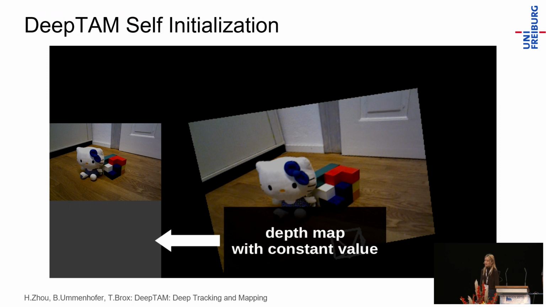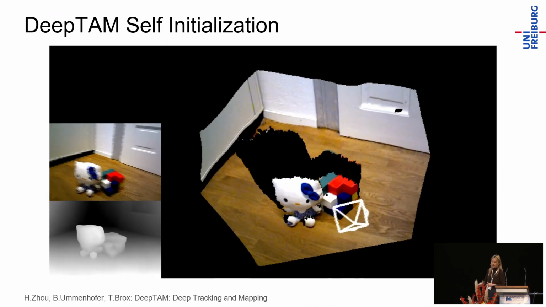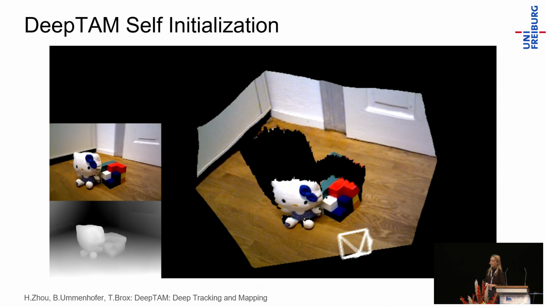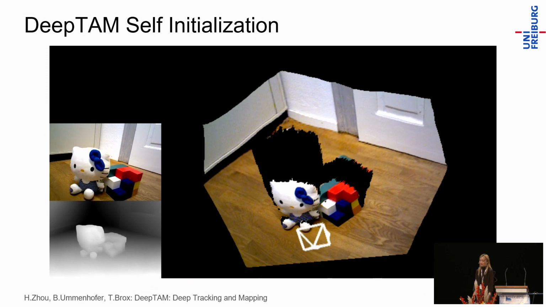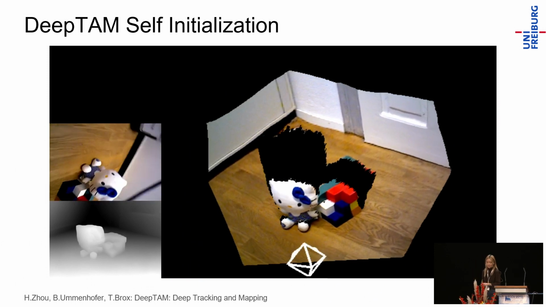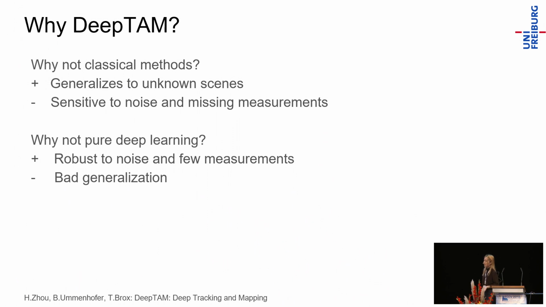For classic methods, usually you need some special initialization, but in our approach, we can start from just a constant plane, and after very few frames, the depth will converge to a good depth estimate, and the depth and pose will then improve each other. So I think now the question why DeepTAM is well answered, because we combine the advantages of deep learning and also classic methods, and in this way we can get a very robust and accurate system, which also generalizes very well.